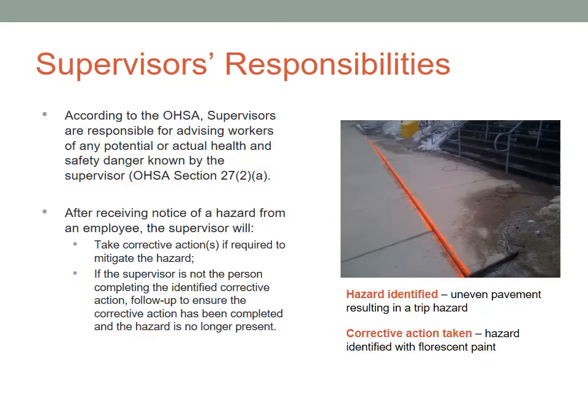Supervisor responsibilities. According to the OHSA, supervisors are responsible for advising workers of any potential or actual health and safety danger known by the supervisor. After receiving notice of a hazard from an employee, the supervisor will take corrective action if required to mitigate the hazard. If the supervisor is not the person completing the identified corrective action, follow up to ensure the corrective action has been completed and the hazard is no longer present. Hazard identified: uneven pavement resulting in a trip hazard. Corrective action taken: hazard identified with fluorescent paint.